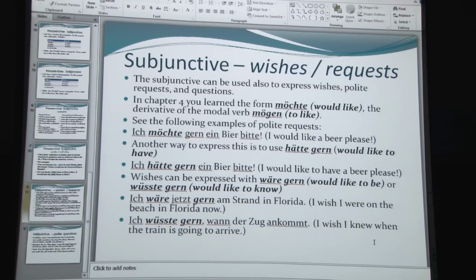For example, könnte. You all know the verb könnte from, I think it was back in chapter 3 when we did polite or indirect questions, polite questions. Könntest du mir bitte sagen? Könnten Sie mir bitte sagen? So we can also use the subjunctive for polite requests and wishes, yeah? Ich möchte gern ein Bier bitte. Ich hätte gern ein Bier bitte.